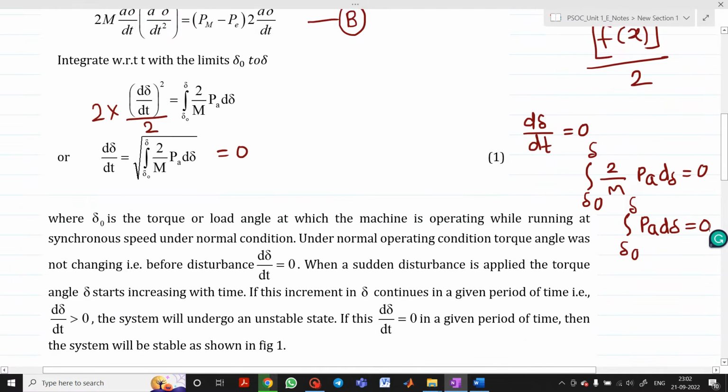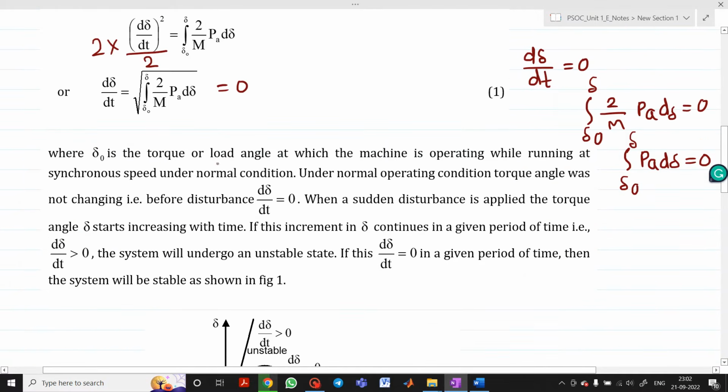Now what does this delta 0 indicate? This delta 0 is the torque or the load angle at which the machine is operating while running at synchronous speed under normal condition. Please remember, 0 is nothing but the initial condition or normal condition. Under normal operating condition, the torque angle was not changing. That is, before the disturbance, d delta by dt equal to 0. That's why here I have written d delta by dt equal to 0, which means the system is stable.